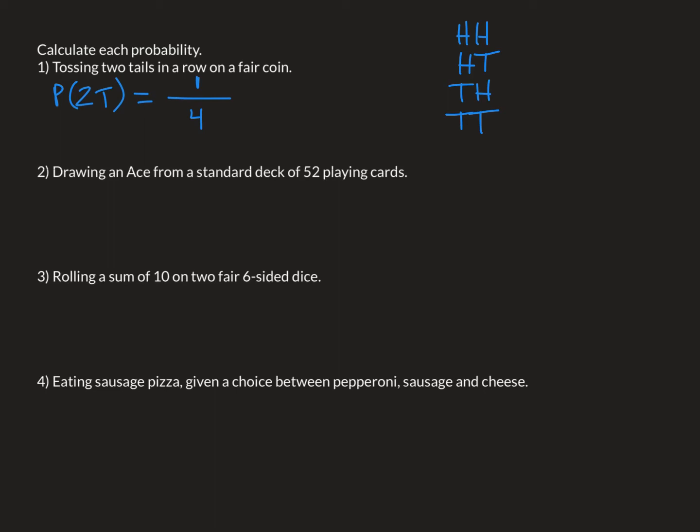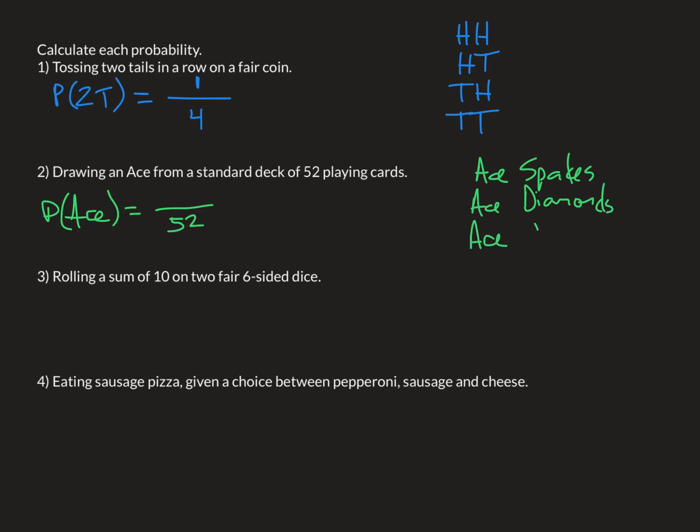Number 2, drawing an ace from a standard deck of 52 playing cards. So if you have 52 cards, so the probability of drawing an ace, there are 52 cards to pick from, so 52 is going to be our denominator. That's the number of elements in the set S, all 52 cards. Now, how many of them would be a successful choice? Well, we have the ace of spades, we have the ace of diamonds, ace of clubs, we have the ace of hearts.